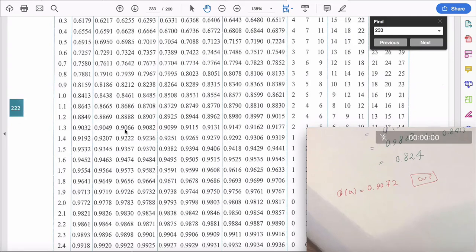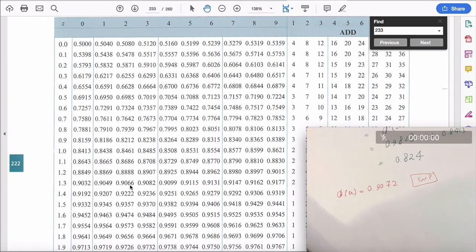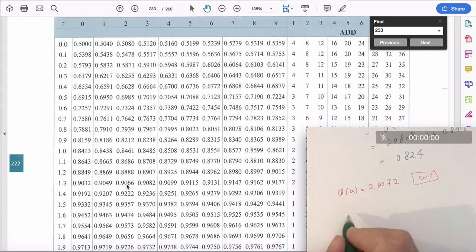It is the closest number. See here, what is the corresponding number? This is close to 0.907, but it's not exactly 0.9072. So what does it represent? What is the boundary whose area will be this? It is 1.32. So I write it here, 1.32. A will be 1.32 plus.